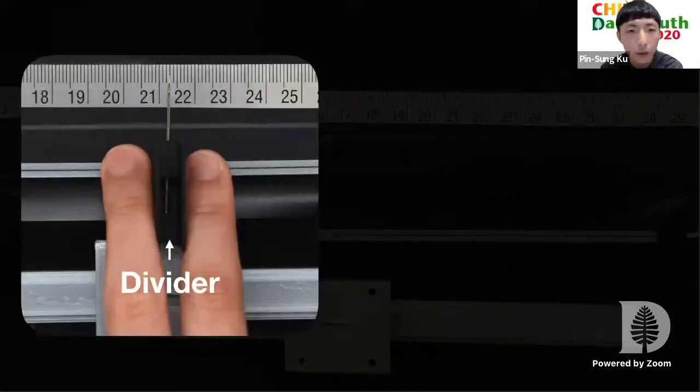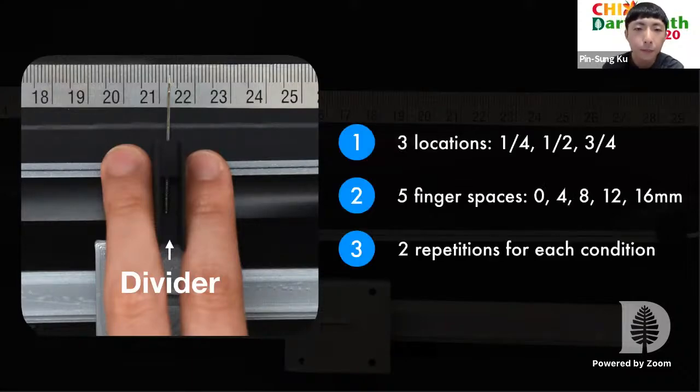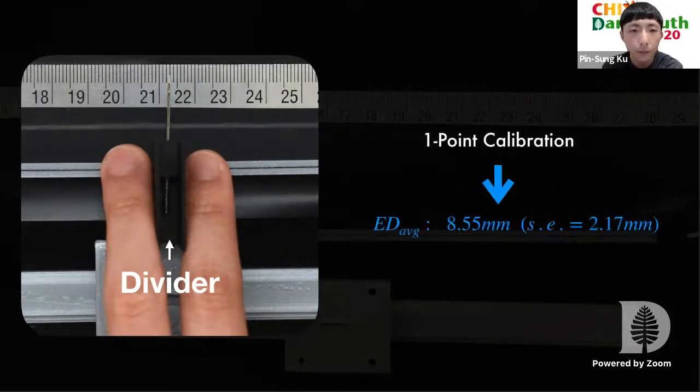For the touches using 2 fingers, participants need to clip a 3D printed divider to control the space between the fingers. We ask participants to center the 3 target locations in the middle of the index and middle finger, with the fingers set apart in 5 different distances from each other. Each condition was repeated twice in the experiment. Our result shows an 8.55 millimeter error distance across the 3 locations and 5 finger spaces.